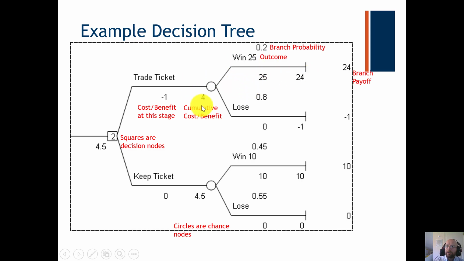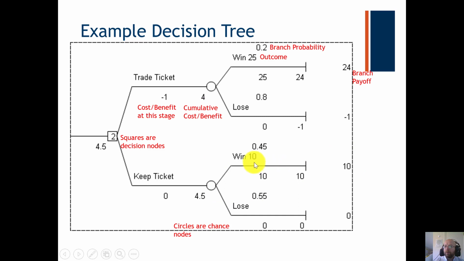Now let's look at the expected value of this particular chance node. It's 0.2 times 24 plus 0.8 times minus 1, which is equal to 4. You can do the math on that yourself and check that out. So that's the case. Now let's have a look at the other one down here.